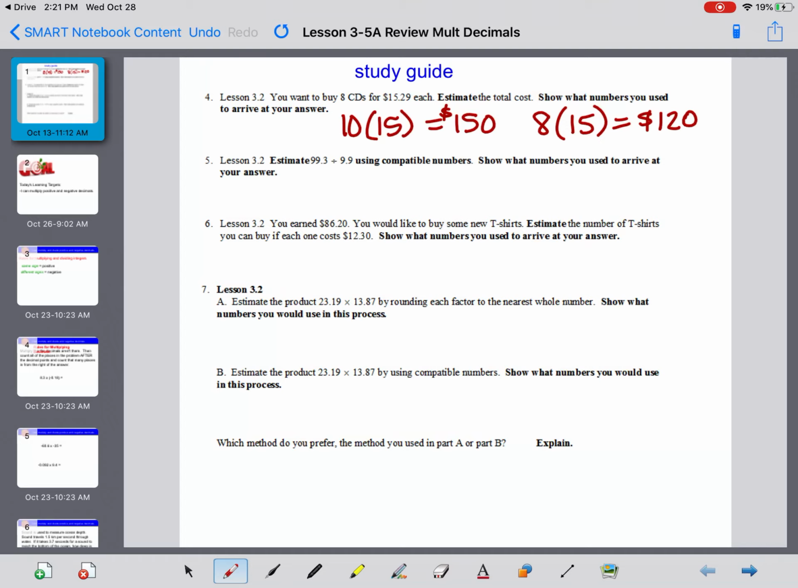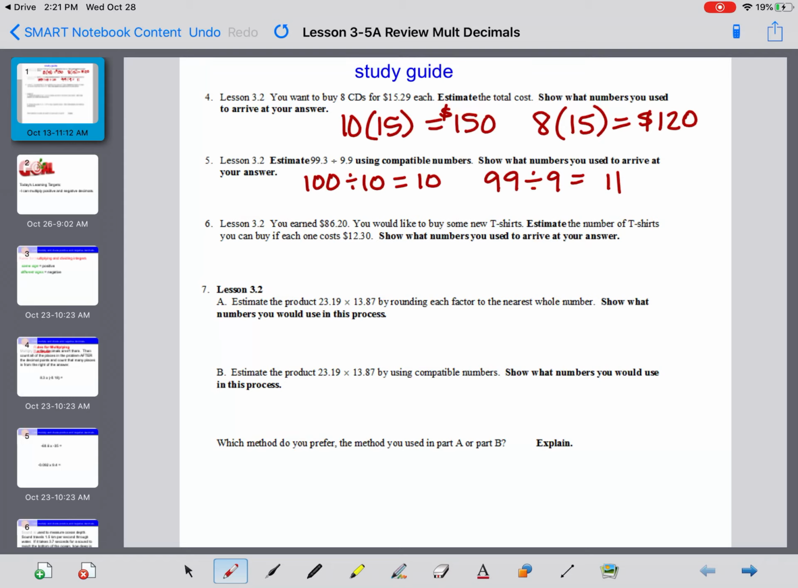The next one, estimate 99 3/10 divided by 9 9/10 using compatible numbers. Perhaps you would have used 100 divided by 10 and gotten 10. Perhaps you used 99 divided by 9 and gotten 11. These are just two examples. You might have done something different.